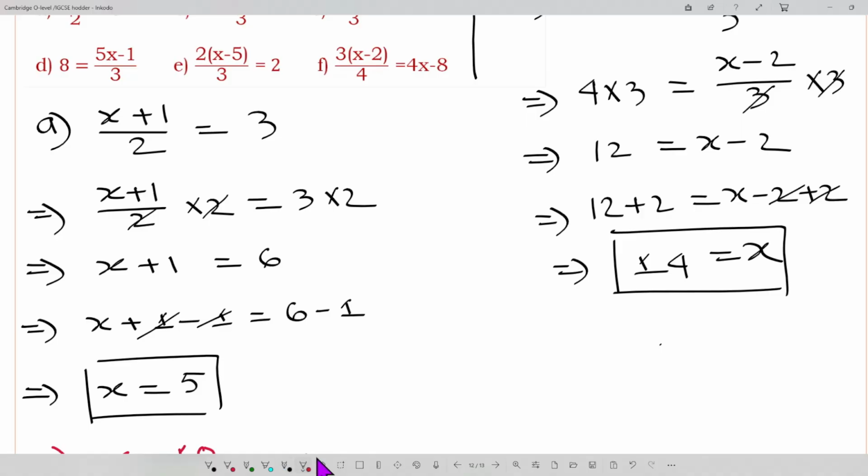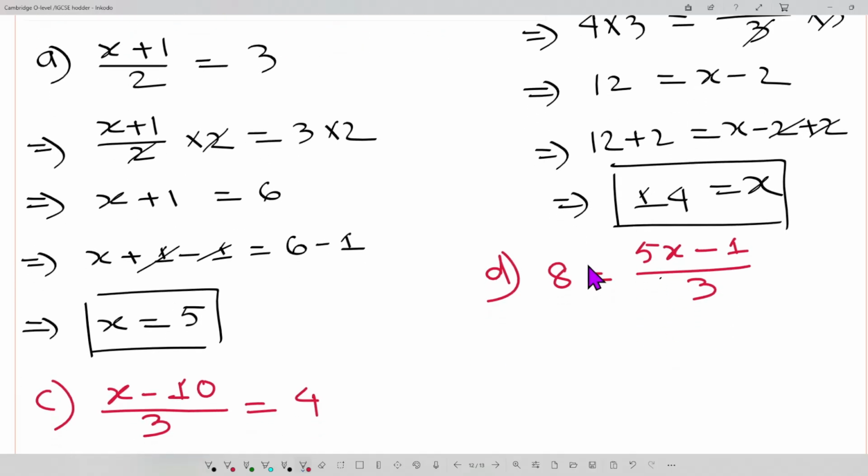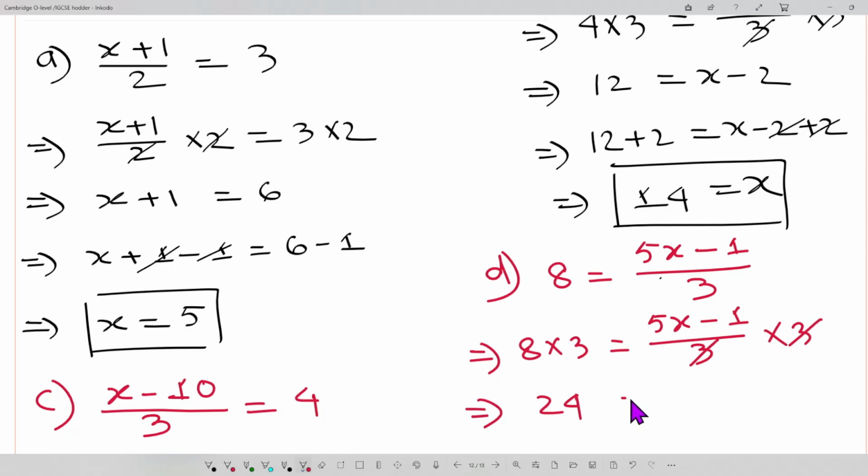Number D: 8 equals (5x minus 1) by 3. This one we can write 8 times 3 and (5x minus 1) divided by 3 times 3. We are multiplying both sides by 3. So this 3 and this 3 cancel out. Here is 24 equals 5x minus 1.